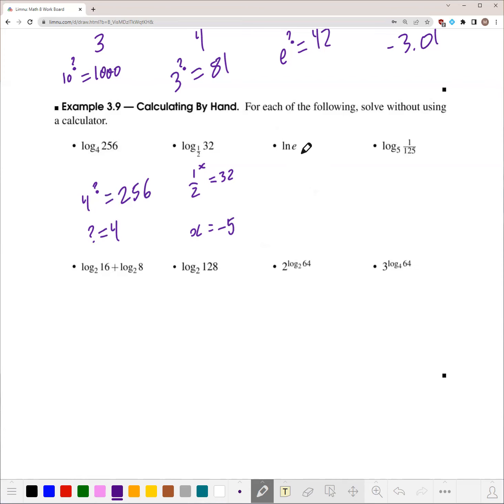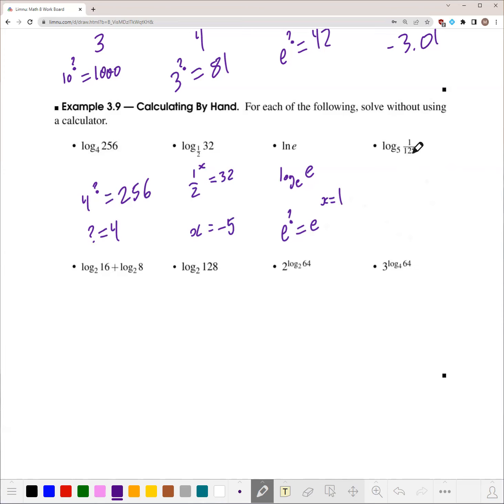But it's actually not that bad if you consider that ln E is just log base E of E. So let's draw this out. If I've got log base E of E, that means I'm saying, well, E to the power of something equals E. Well, if I want something to equal itself, our value here has to equal 1. So let's go through a couple more of these.